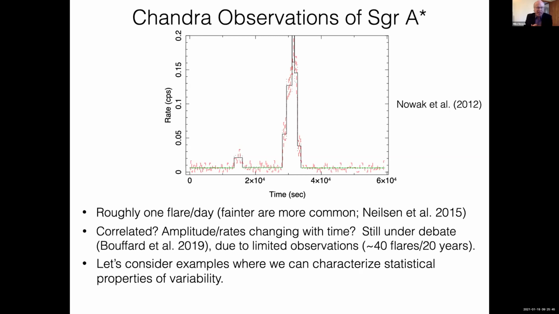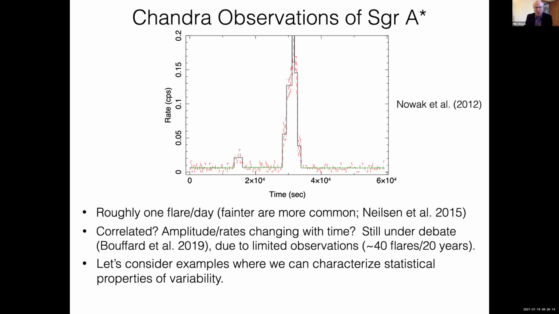But what we really can't tell is whether the flares are correlated. You can see here 2. Is that just a random occurrence that 2 have happened at the same time? Or are these 2, small flare and large flare, related to each other? Do the amplitudes and rates change with time? For example, if one of these other stars comes very close to Sagittarius A-star, does the rate of these flares increase? These things are still under debate.